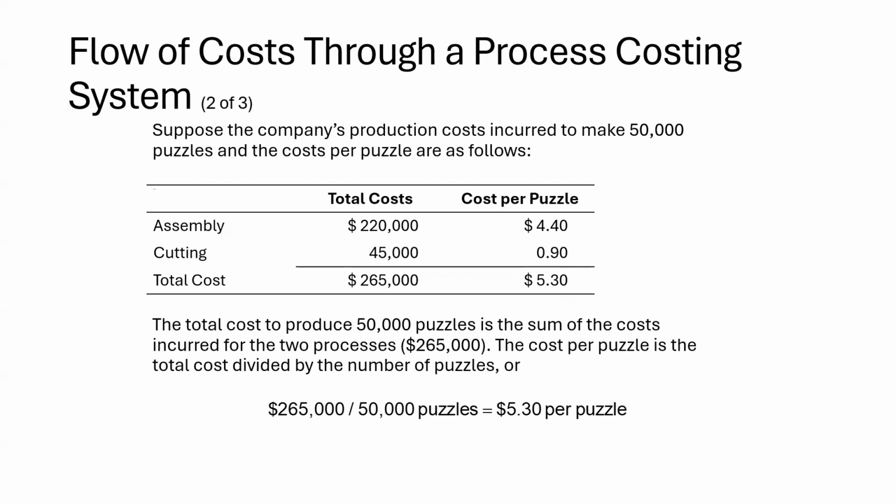So the total cost to produce 50,000 puzzles is the sum of the costs incurred for the two processes, the $265,000. The cost per puzzle is the total cost divided by the number of puzzles, or $265,000 divided by 50,000 puzzles equals $5.30 per puzzle.